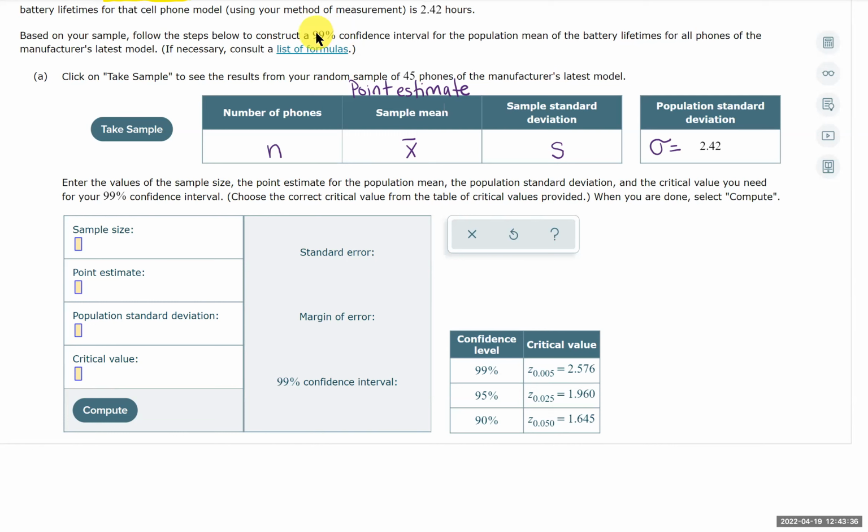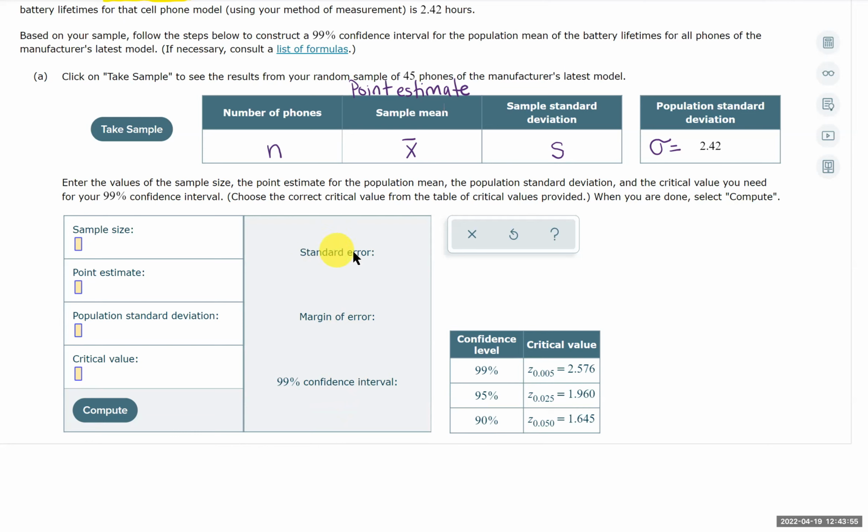And then the critical value, we know how to find that ourselves for a 99% confidence interval. However, ALEKS will just give you the answers over here for critical values that are common. So 99% confident, that would be 2.576. We would enter that there. And then ALEKS is going to fill in the rest for us.